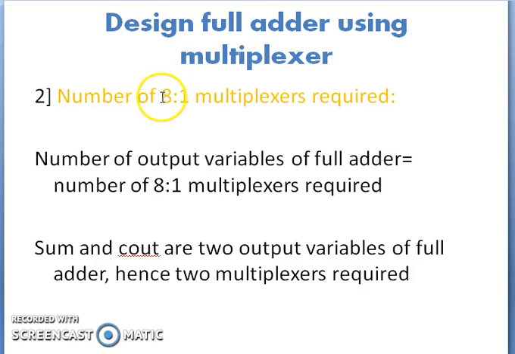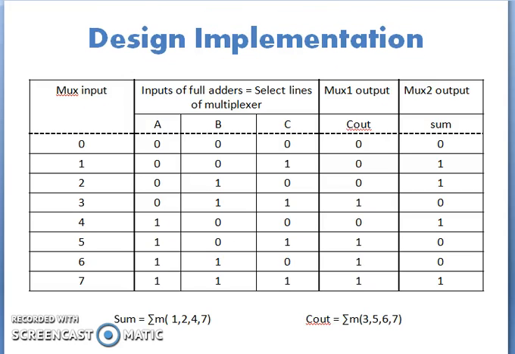Next is how many multiplexers we require. In this case, we have 2 output variables, sum and carry out. So the number of output variables of the combinational circuit, here the full adder, is equal to the number of multiplexers required. As we have 2 output variables, we need two 8 is to 1 multiplexers. One multiplexer is going to give us the sum output, another multiplexer is going to give us the carry output.